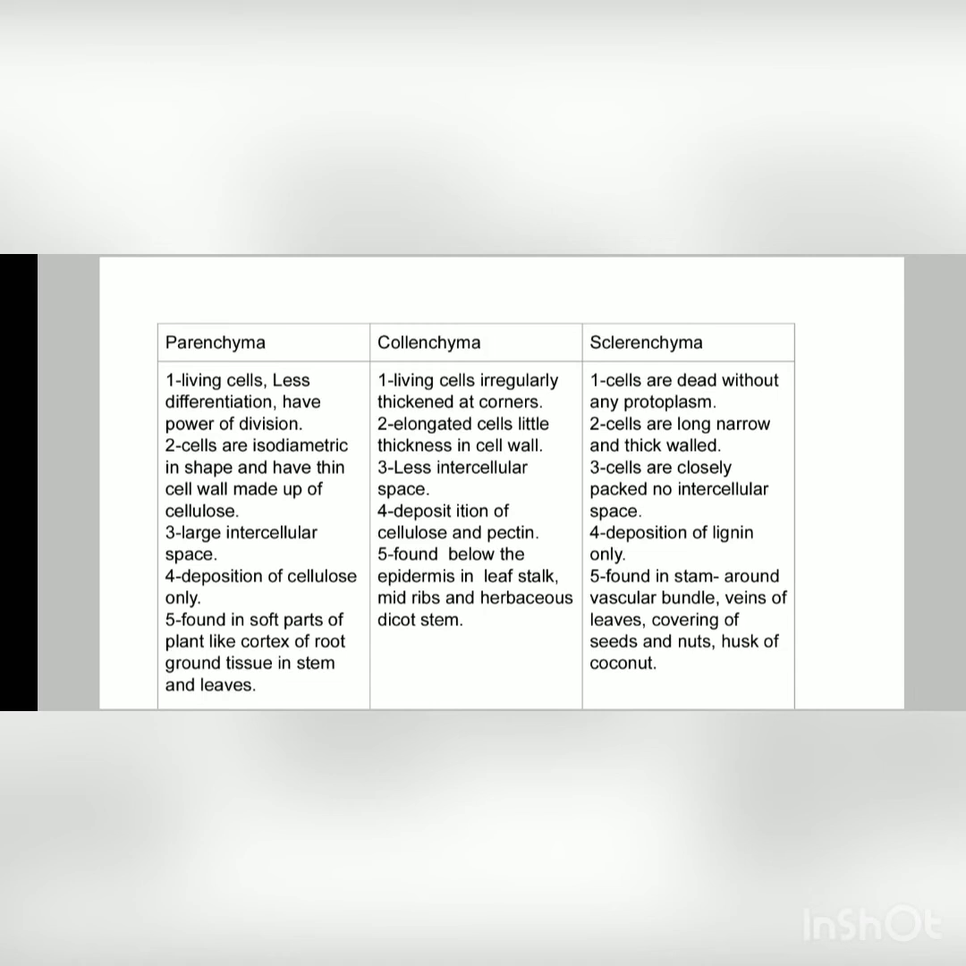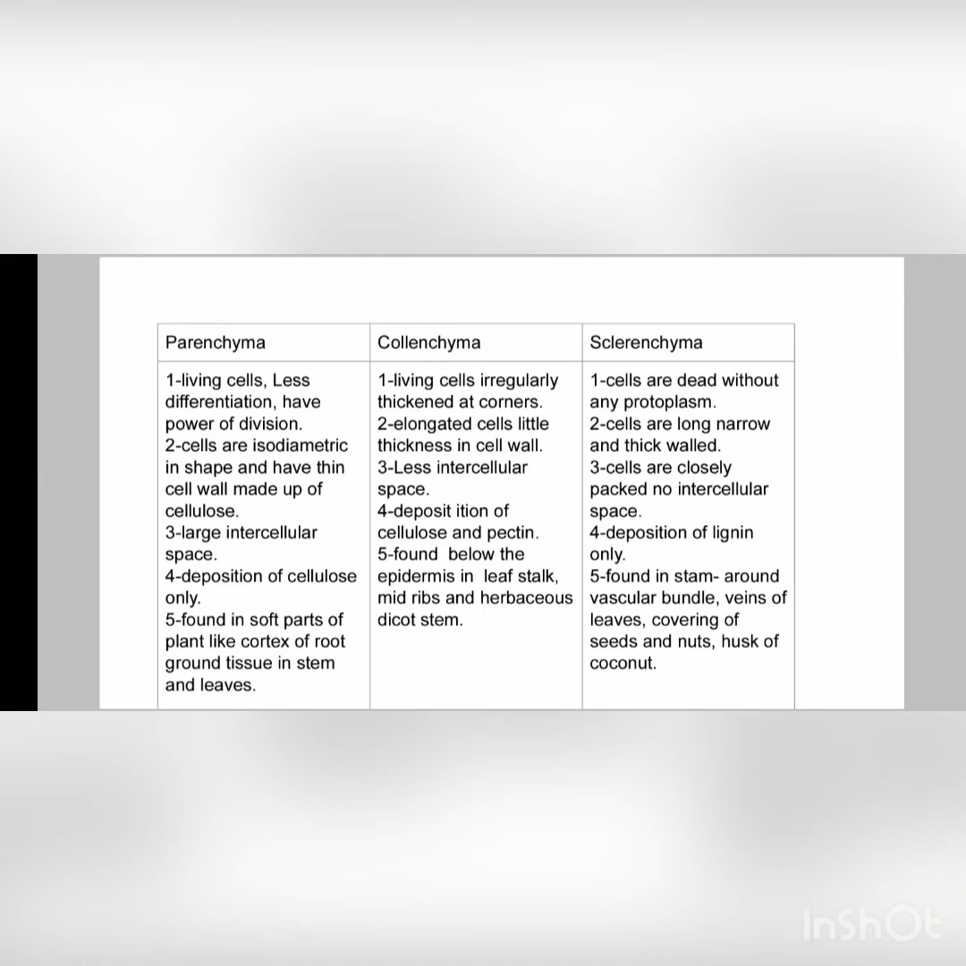Collenchymatous cells have living cells but they have irregular thickening at the corners, and this is their specific feature, that they have thickening at the corners. Sclerenchymatous cells are dead and they do not have any protoplasm. That means they do not have cytoplasm and nucleus.